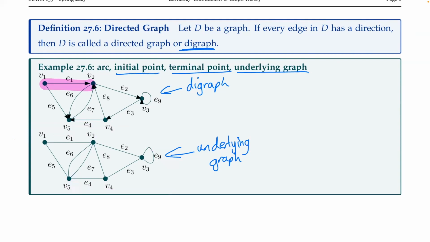So that's saying essentially that you can only travel in that direction. You can think of the arrows as being like one-way streets. You can't go from V2 to V1 like this, but you can go from V1 to V2 like this, because that's a one-way street pointed in that direction.